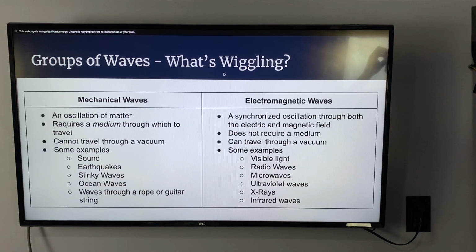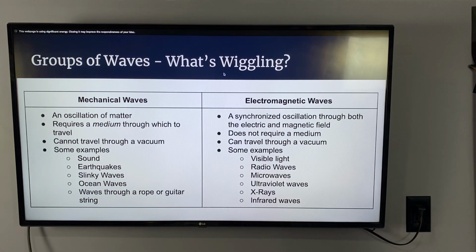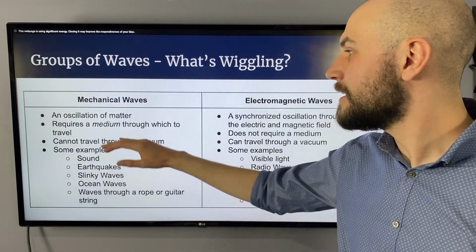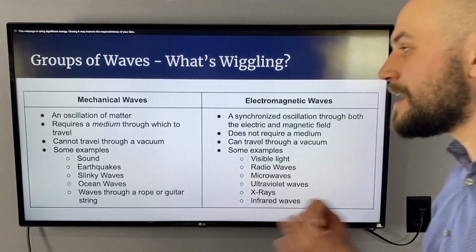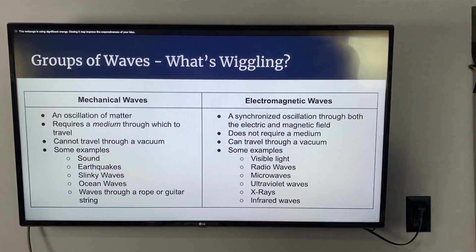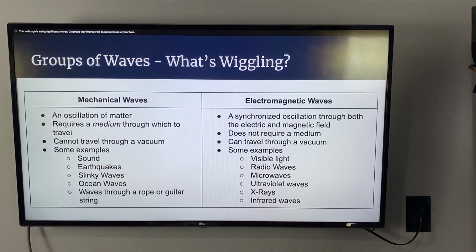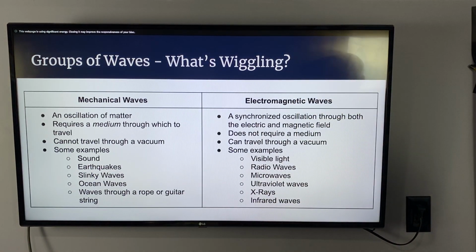Okay, so here's just organizing both of those ideas, mechanical waves and electromagnetic waves. Mechanical waves are an oscillation of matter, require a medium, cannot travel through a vacuum. There's no sound in space. And here are some examples of mechanical waves. Any type of oscillation that you've seen in any type of matter is a mechanical wave.